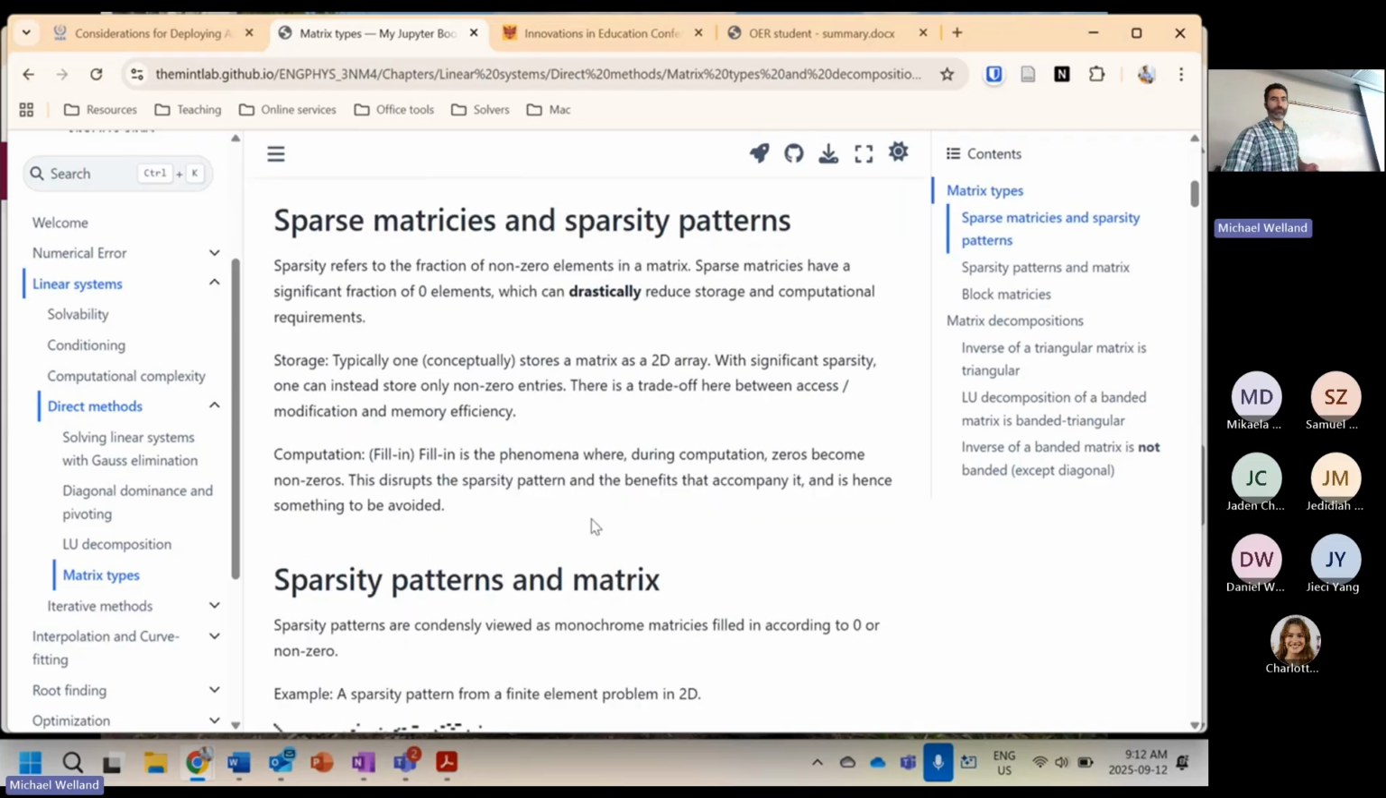Sparsity. Sparsity is your friend. Embrace sparsity. Sparsity refers to the fraction of non-zero elements in a matrix. Sparse matrices have a significant fraction of zeros, and that dramatically reduces the amount of storage and the computational requirements for these things.